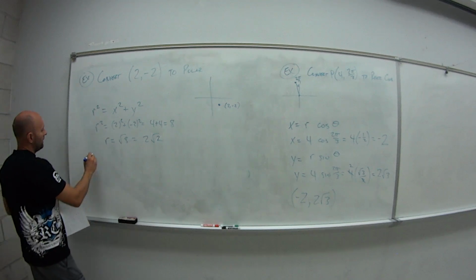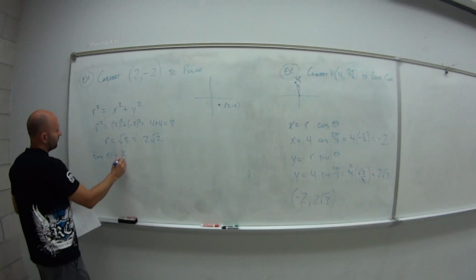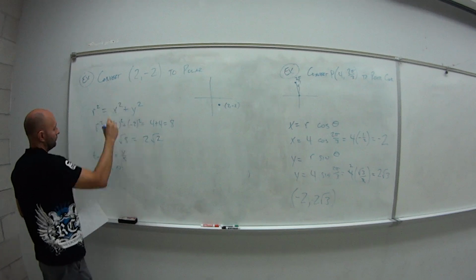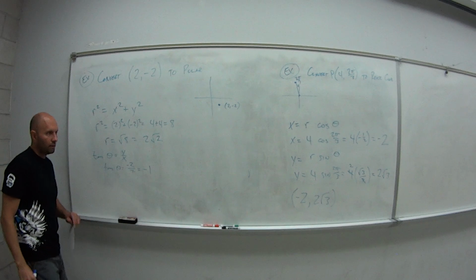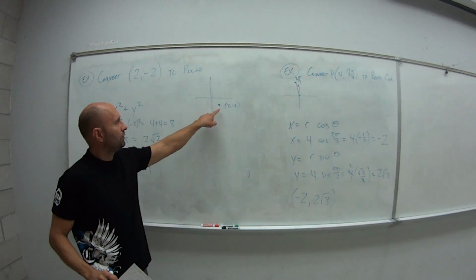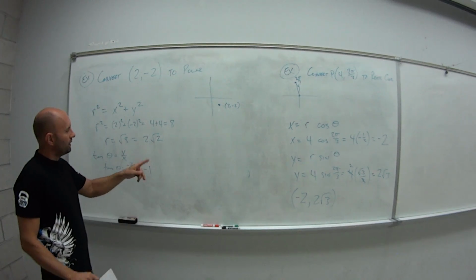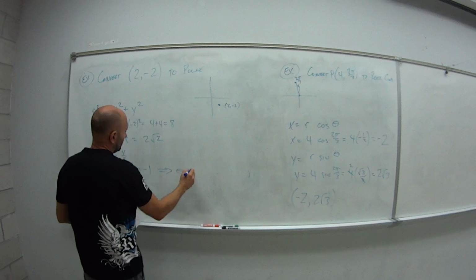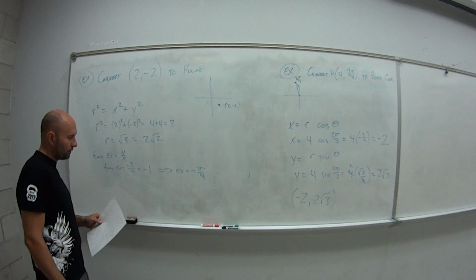Now I need my theta. So tangent of theta is y over x. So tangent of theta is -2 over +2, which is -1. So I know I'm in quadrant 4, so where is tangent equal to -1 in quadrant 4? So this means my theta is minus pi over 4.